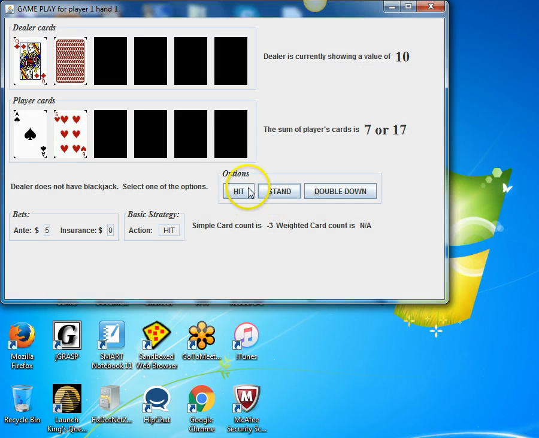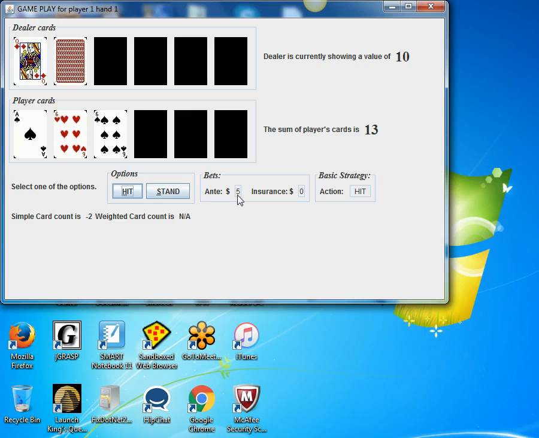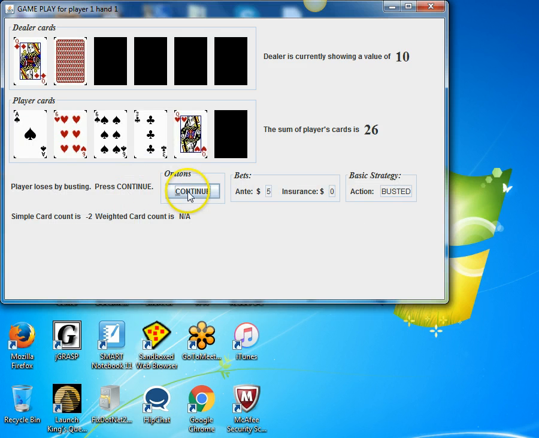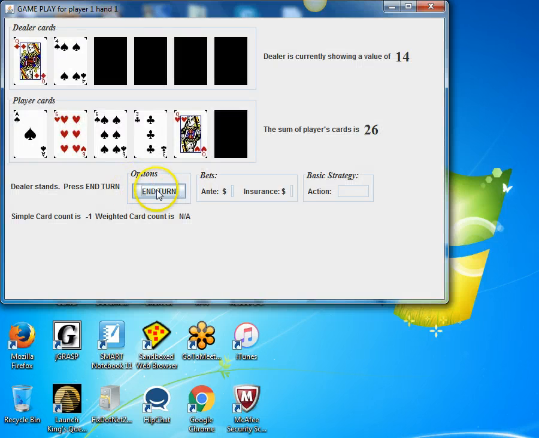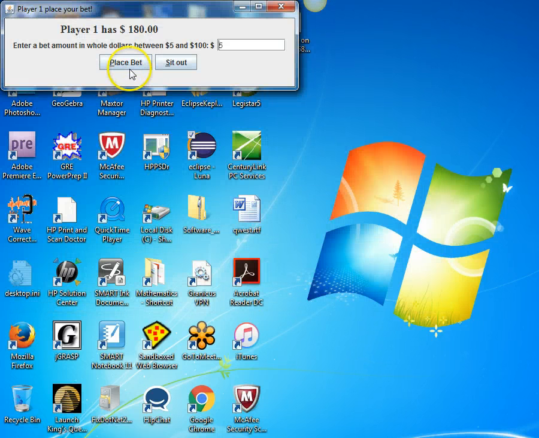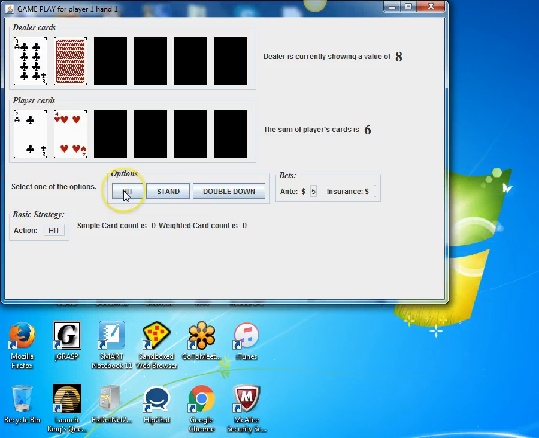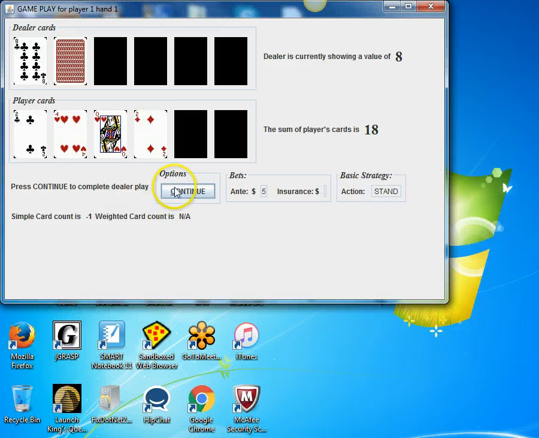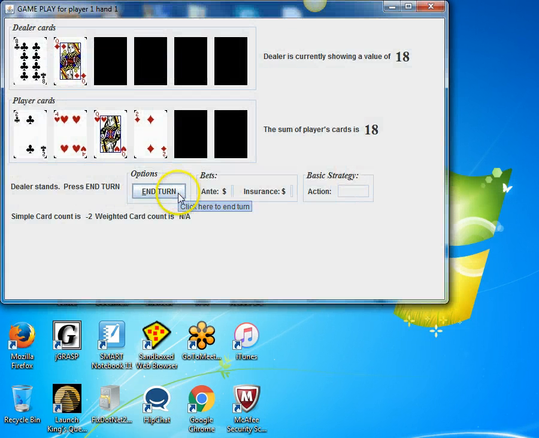Dealer's going to check for blackjack, doesn't. I'm going to hit a soft 17. I got 13, I got to hit again. 16, going to hit again. Okay, busted. Okay, the card count is -1, so we're still going to stay at negative. We'll stand on 18.